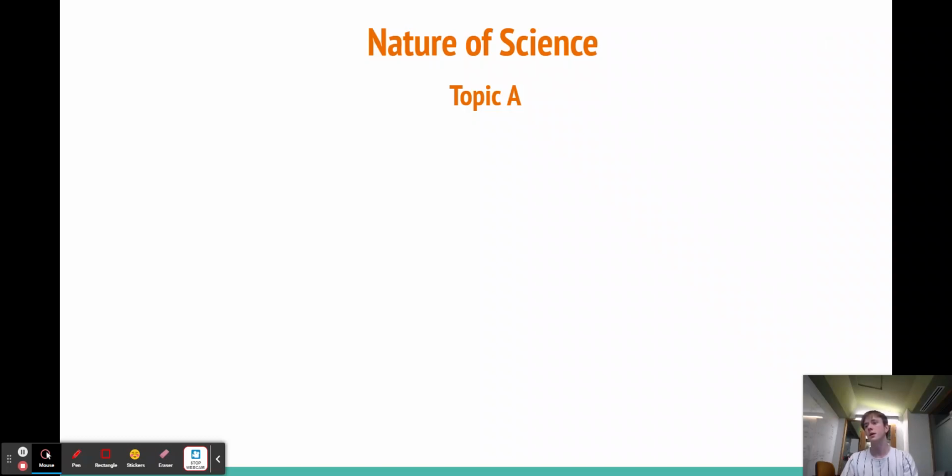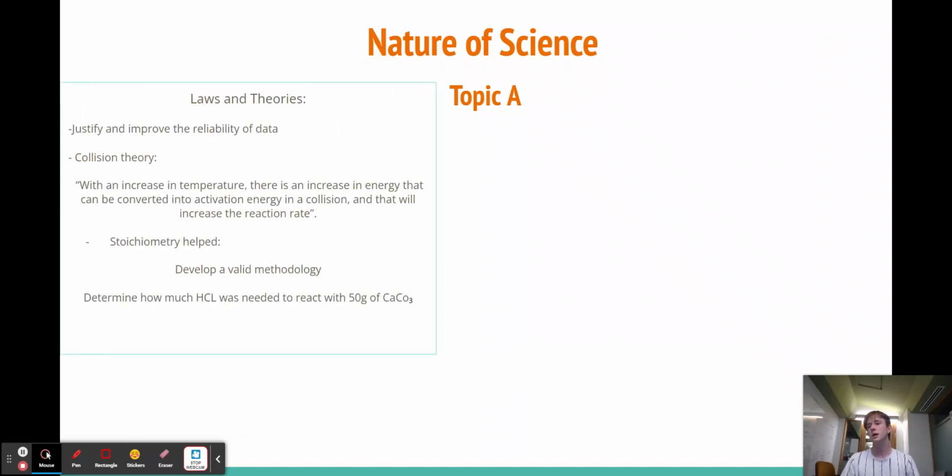Laws and theories. The topic A experiment, the chemical rate of reaction between hydrochloric acid and calcium carbonate, can be applied to a number of nature of science topics. This helps the development of scientific knowledge. Laws and theories are an embedded part of scientific knowledge. As a result, throughout the course of the experiment, laws and theories were used to justify and improve the reliability of the data.